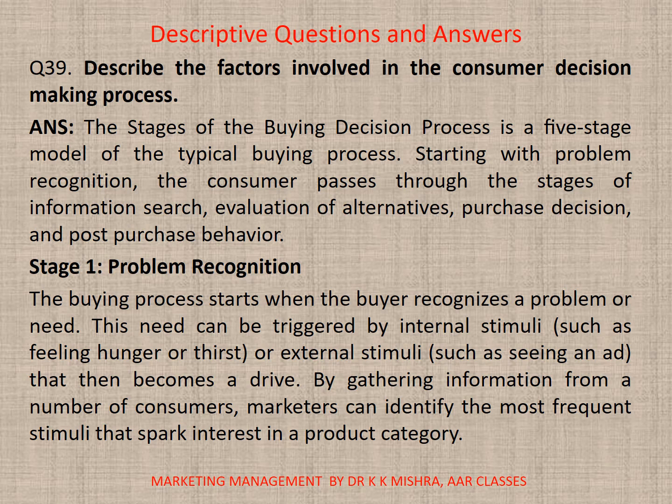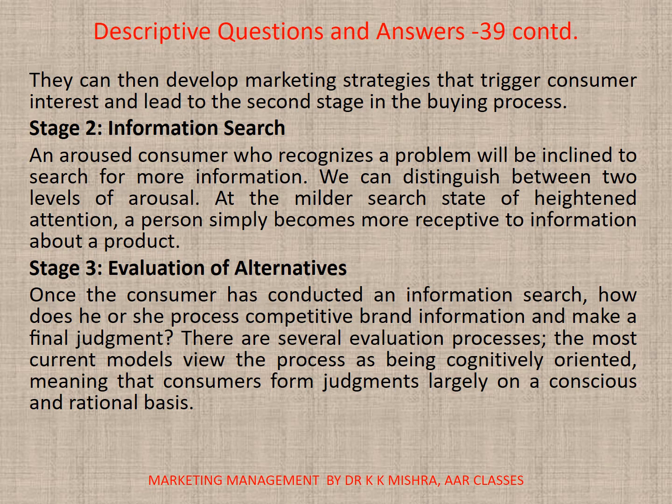By gathering information from a number of consumers, marketers can identify the most frequent stimuli that spark interest in a product category. They can then develop marketing strategies that trigger consumer interest and lead to the second stage in the buying process. Then the consumer goes for information search. An aroused consumer who recognizes a problem will be inclined to search for more information. We can distinguish between two levels of arousal.